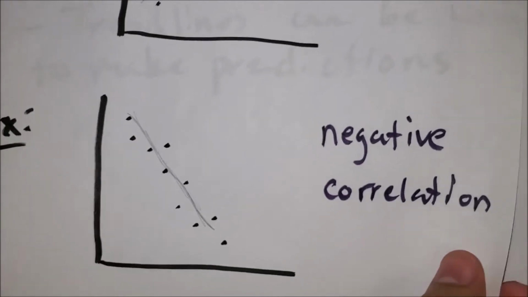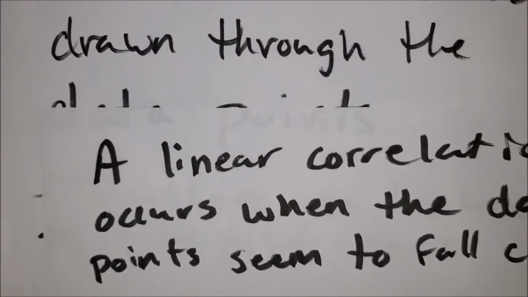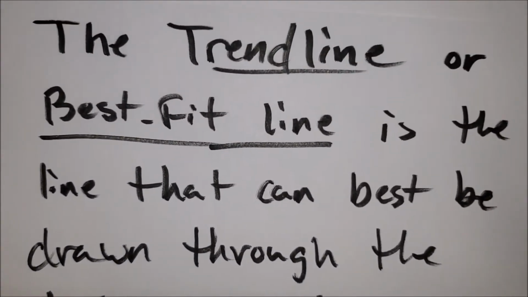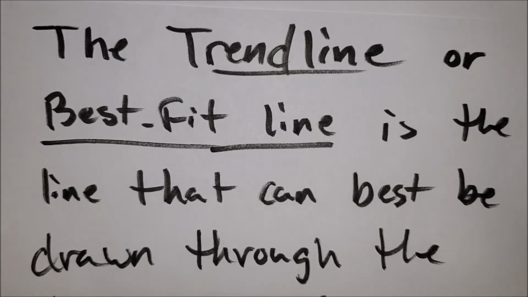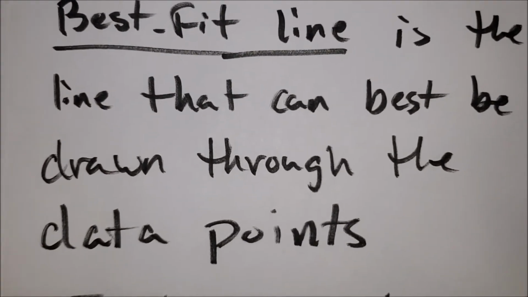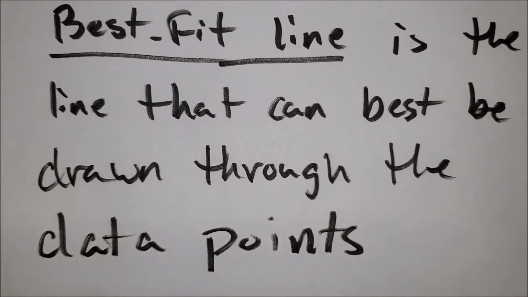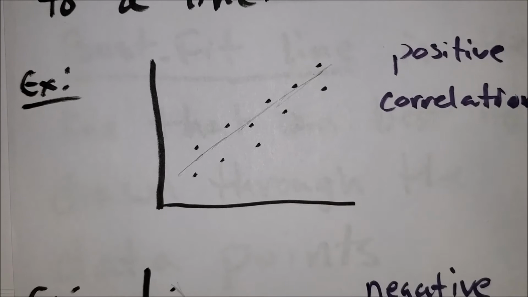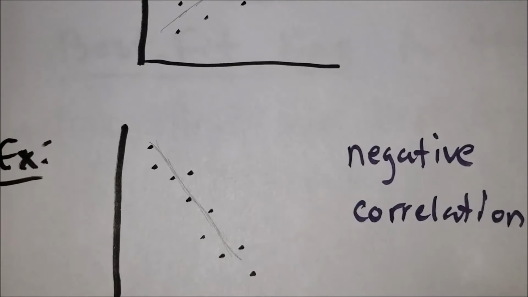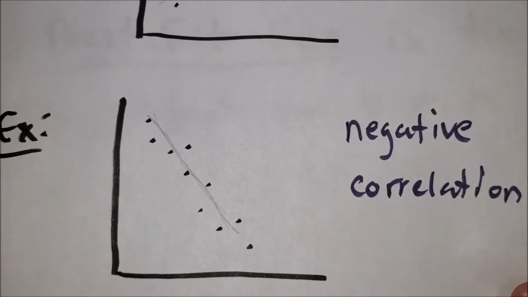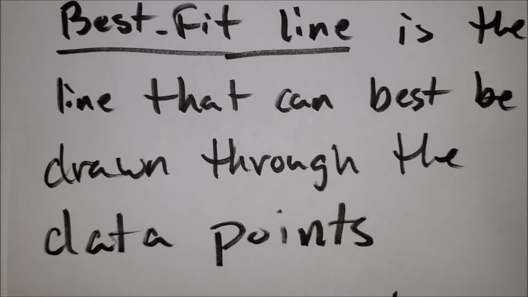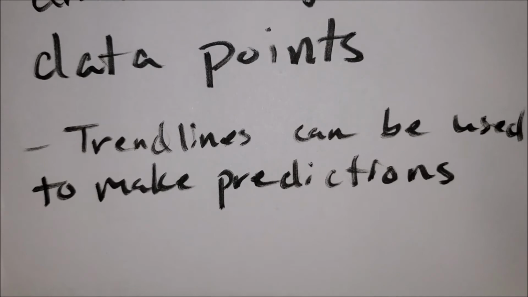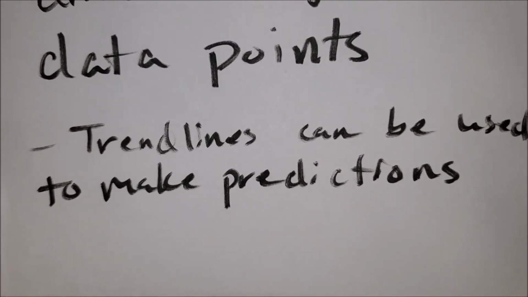So one of the things that we need to talk about is that line that we drew through. That line we drew through is called a trend line, or the best fit line, and it's the line that can be best drawn through the data points. As you can see in our example here, it doesn't touch every single point, but it seems fairly close to a lot of the points. Our second one might do a little bit better of a job being a trend line than the first one. But just to show as an example of what a trend line is. And trend lines can be used to make predictions.